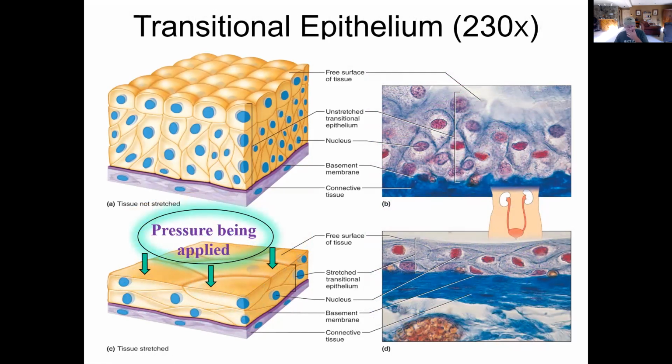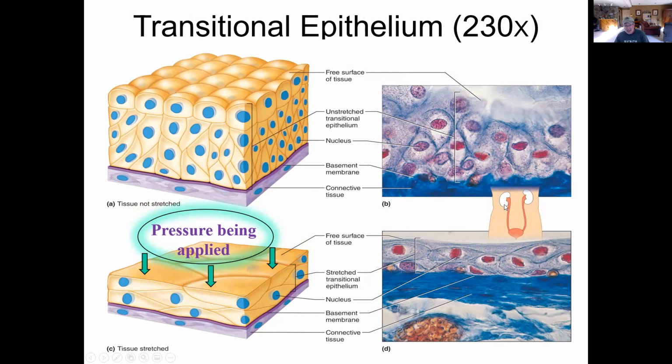If the urine is released from the bladder, there's no longer any pressure placed on this tissue. And so we have very distinct multiple layers visible, both in the sketch and in the histologic stain section here, right? We can see those cells quite nicely.